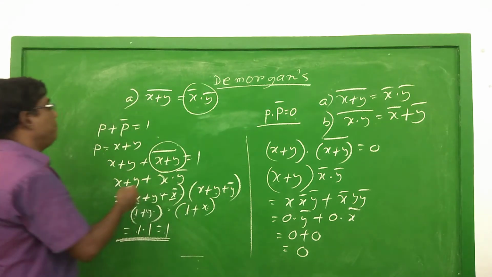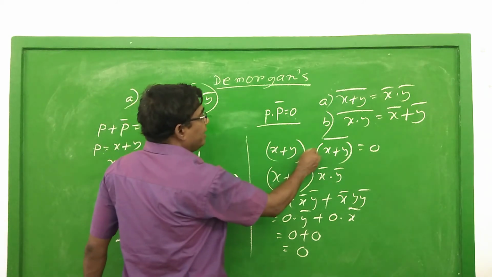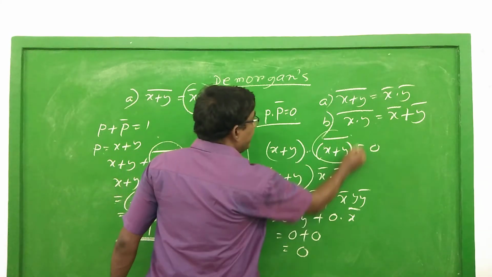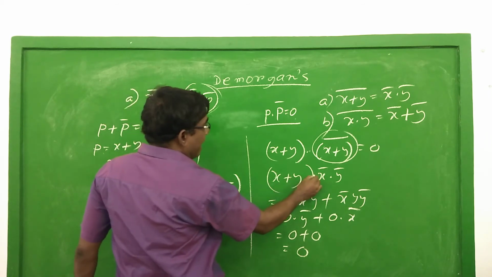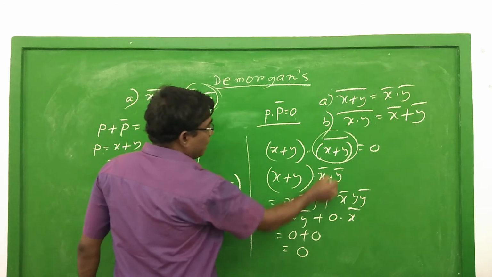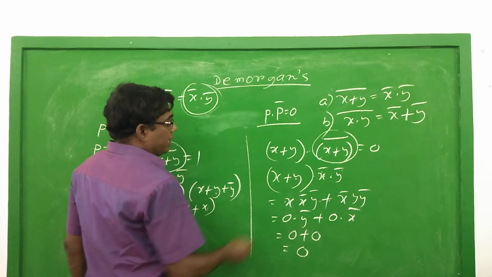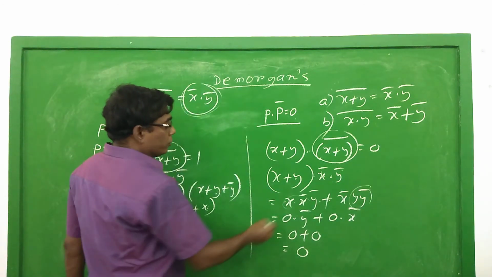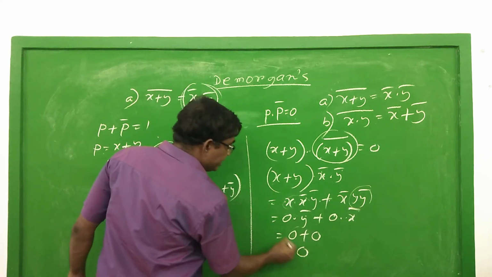Next, P and P complement equal to 0. So what is the value of P? X or y. We replace P by x or y: x or y and x or y whole complement equal to 0. Now we replace this with this, and we have to prove 0. X or y and x complement and y complement. Then we multiply: x and x complement and y complement, or y and x complement and y complement. Now x and x complement equal to 0, y and y complement equal to 0. So 0 and y complement, or 0 and x complement. So this is 0, this is 0.